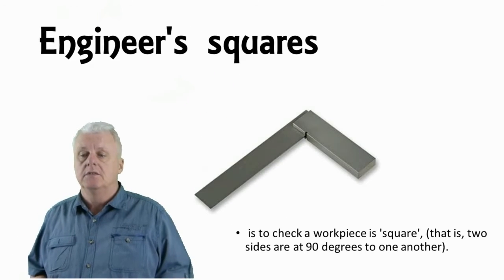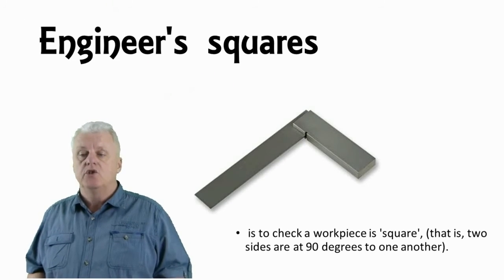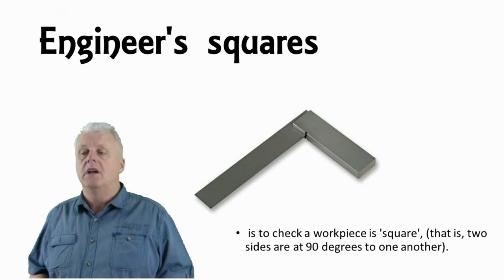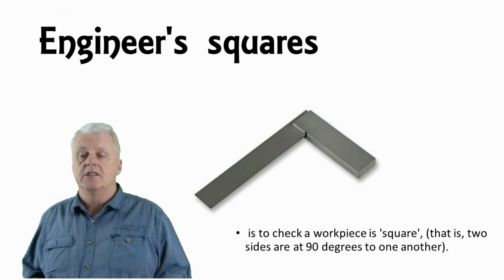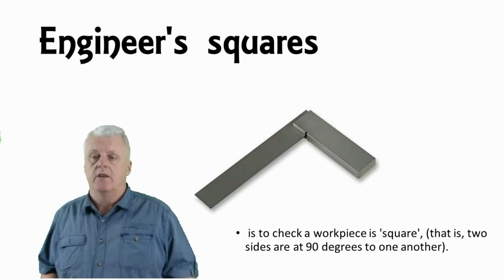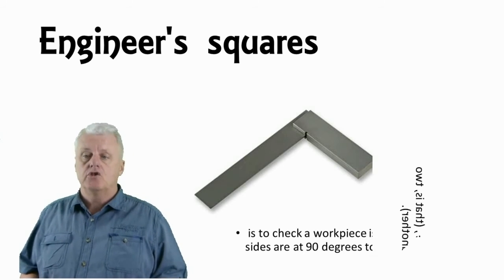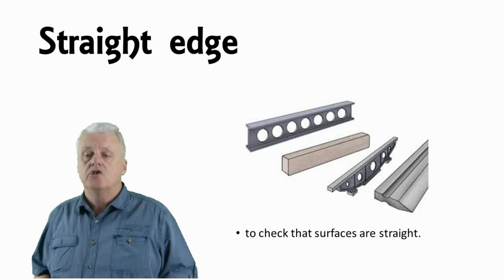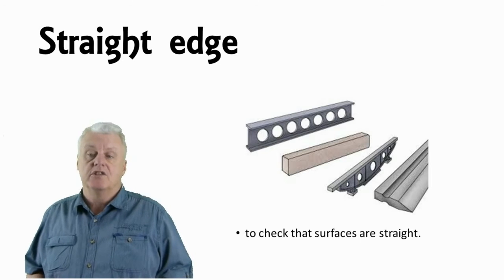Engineer squares. An engineer square is to check a workpiece is square, that is, that two sides are at 90 degrees to one another. Straight edge. Straight edge is to check that surfaces are straight.